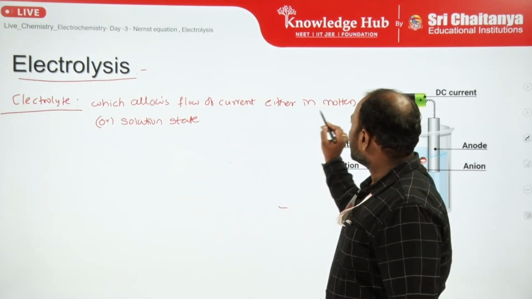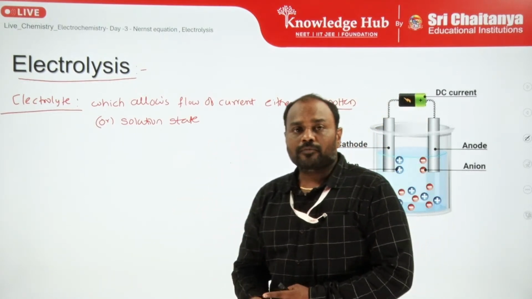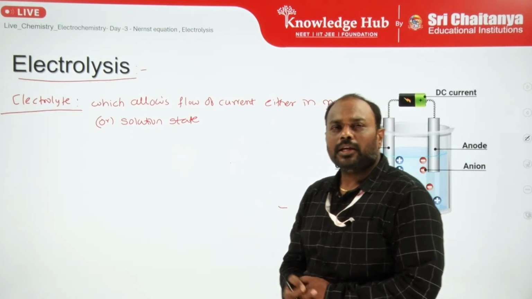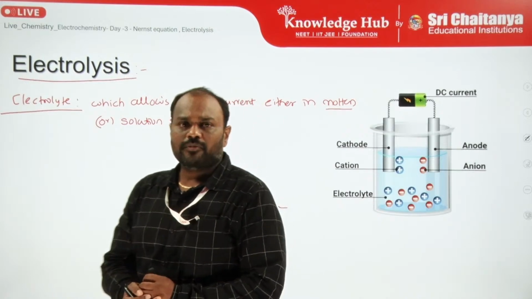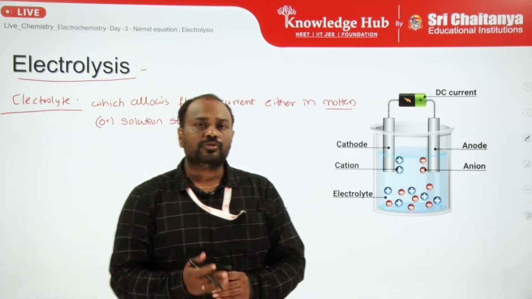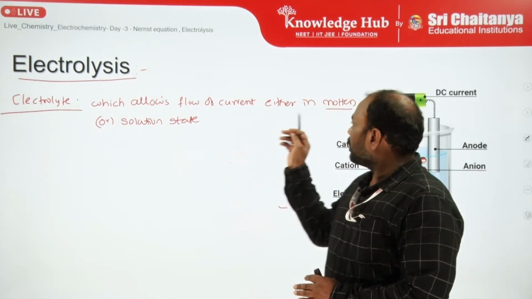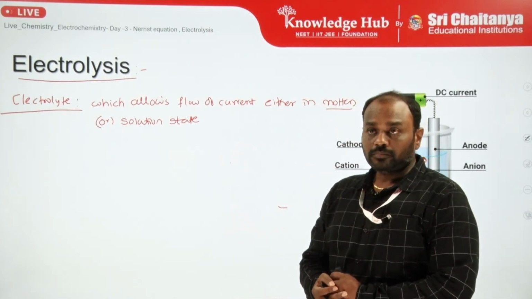Molten state is nothing but the liquid form of the substance without water. Suppose you take sodium chloride, in which form does it generally exist? Solid form. By heating, what happens? The solid form of sodium chloride turns to liquid form. That liquid form is known as the molten state.